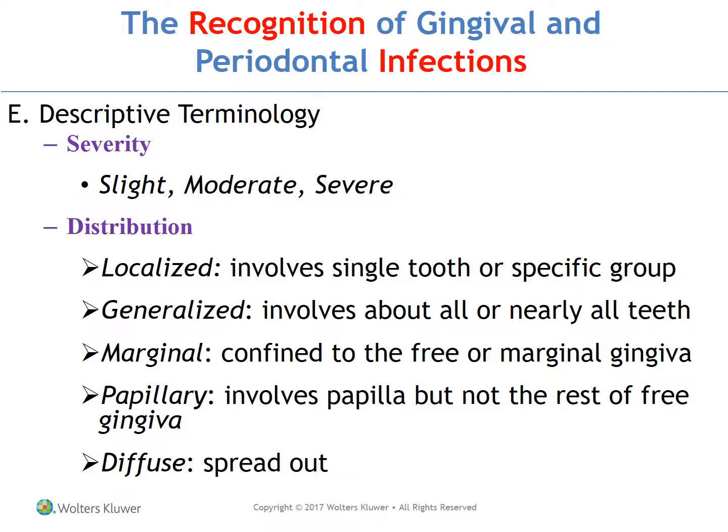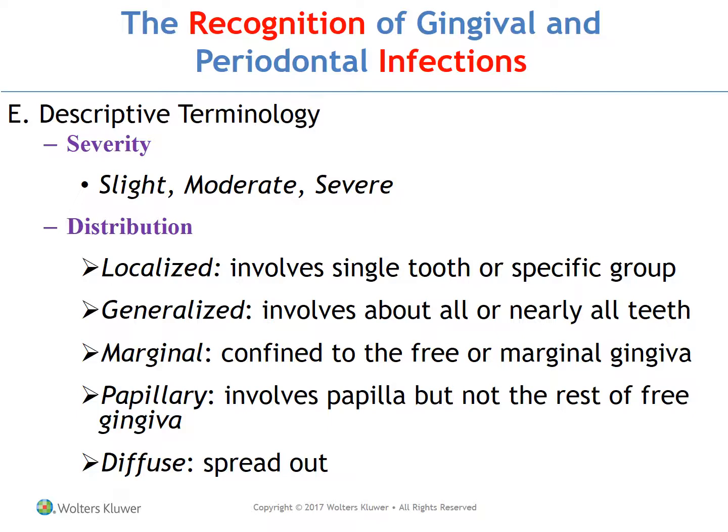So you think of bleeding. Is it bleeding on number 5, or is it bleeding throughout? If it's bleeding on number 5 only, it's localized. If it's bleeding throughout, then it's generalized.